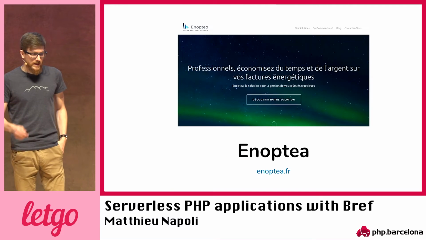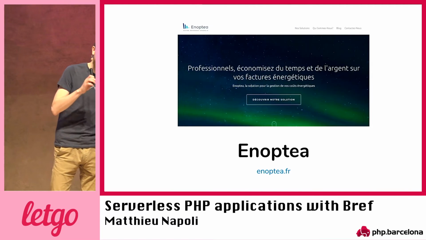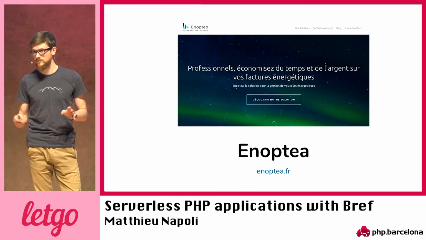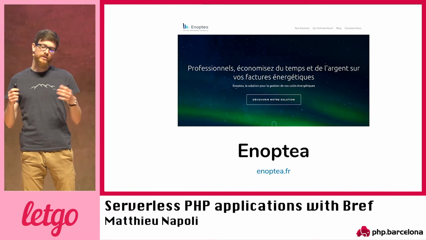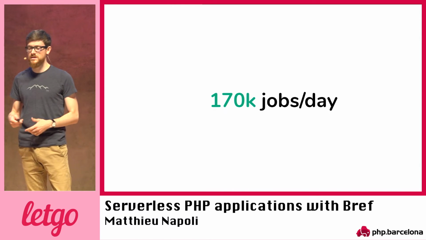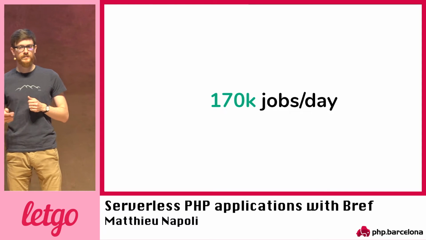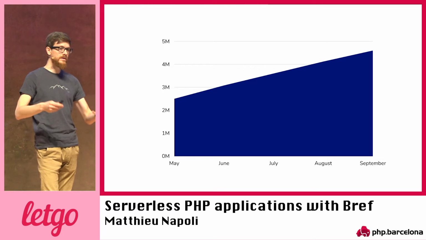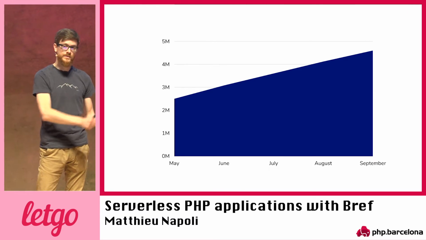Next, Enoptea. Enoptea is a French startup, and what they do is they analyze and process energy bills. So they extract information from PDF files, and they don't have a lot of traffic, but they have a lot of background jobs. These were statistics from last summer. But since they are a startup, they are growing, signing on more and more clients, and every month they had to deal with more jobs.